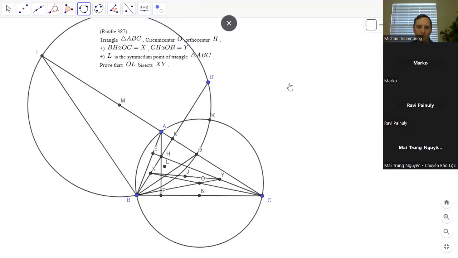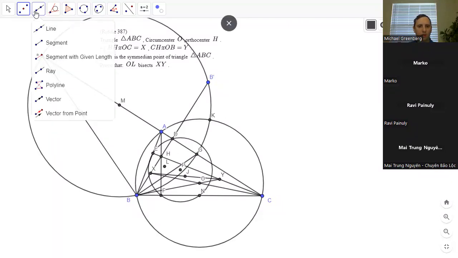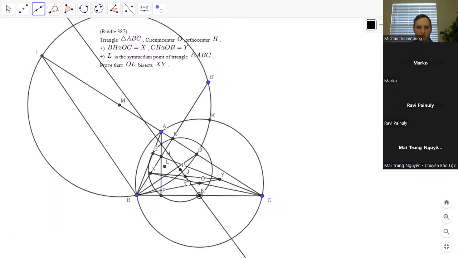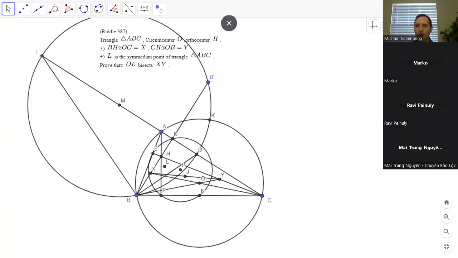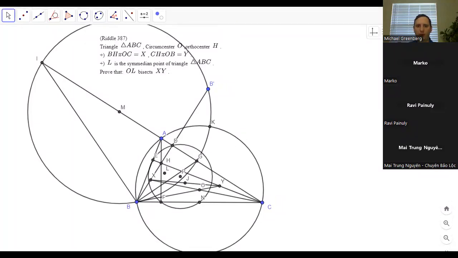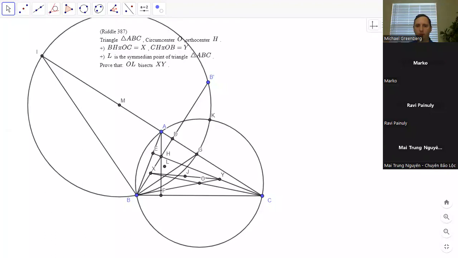Whoops, X is the wrong point to use there. And it looks like it also goes through that point. Yeah, because that's collinear with the 9-point center. Okay. I'm going to hide it for now just because I don't know if it's that useful.